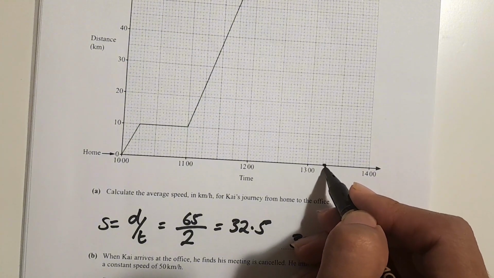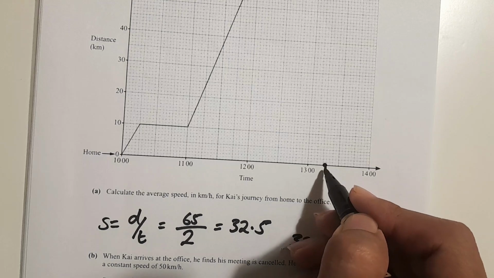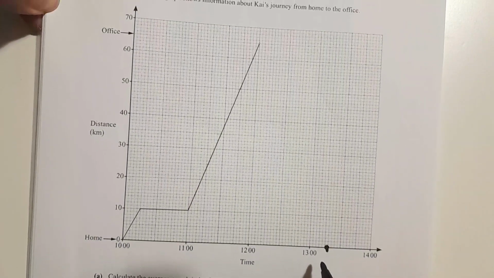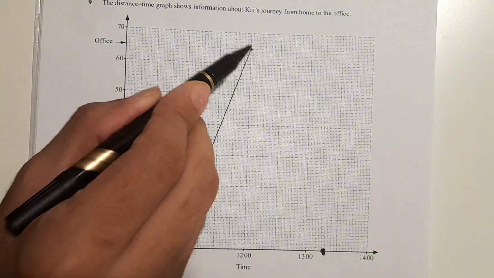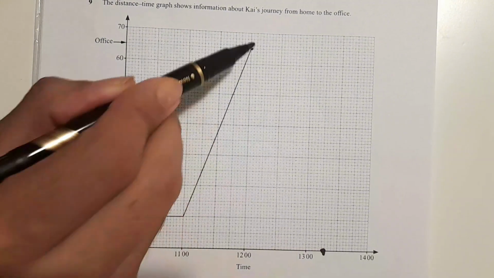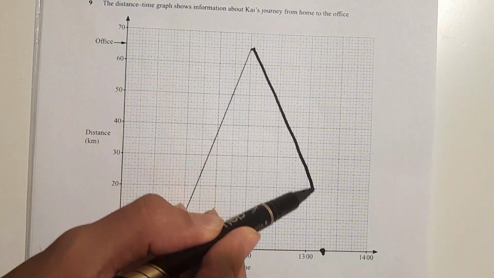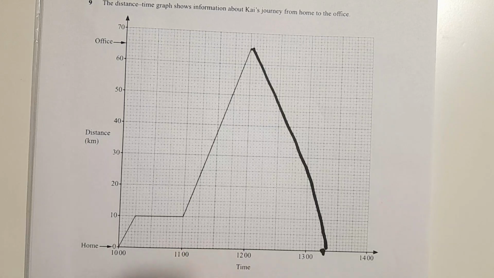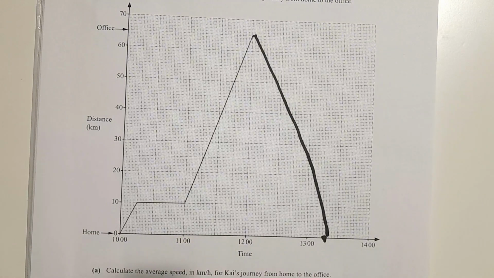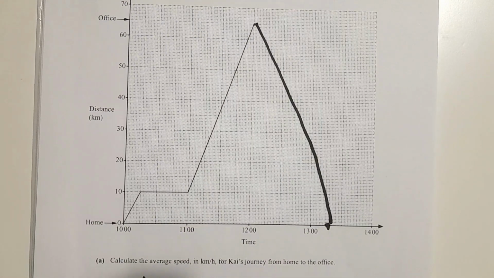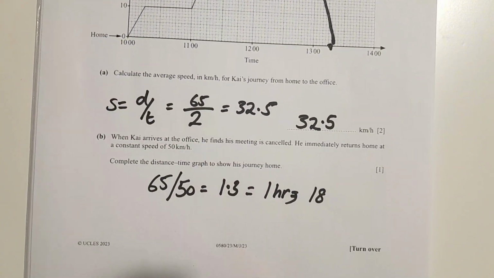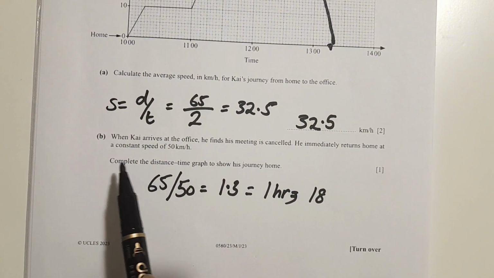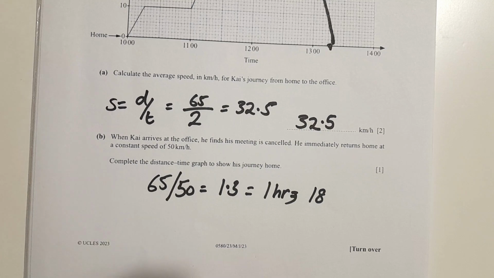So it will be here. We'll put a point over here and it will be a constant line from here till here. So we will draw a line like this. So this will be a straight line from the office to the home. So this is how we will solve part B of question 9.